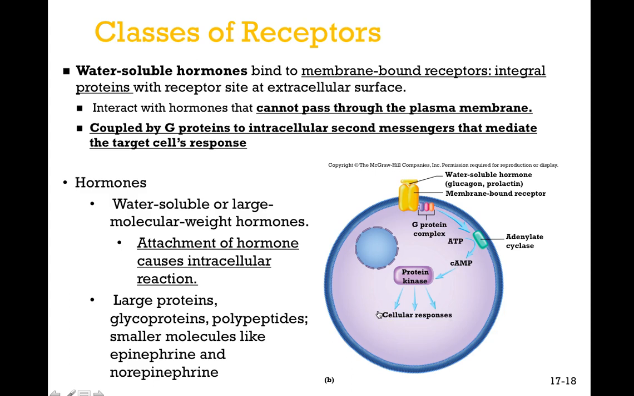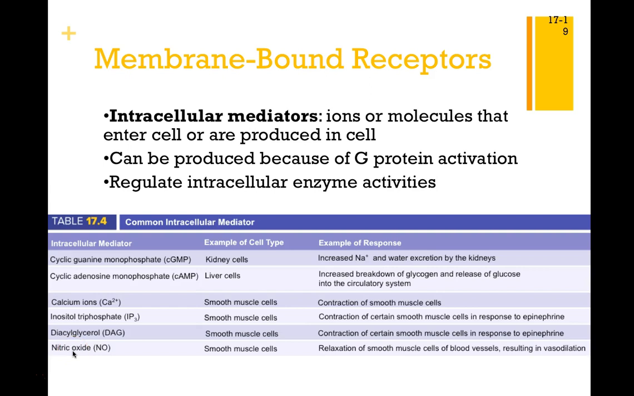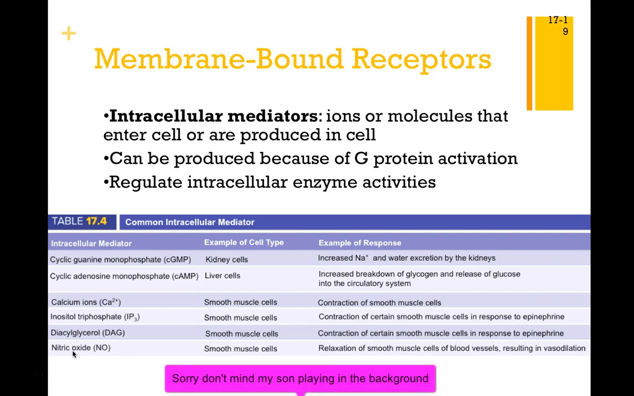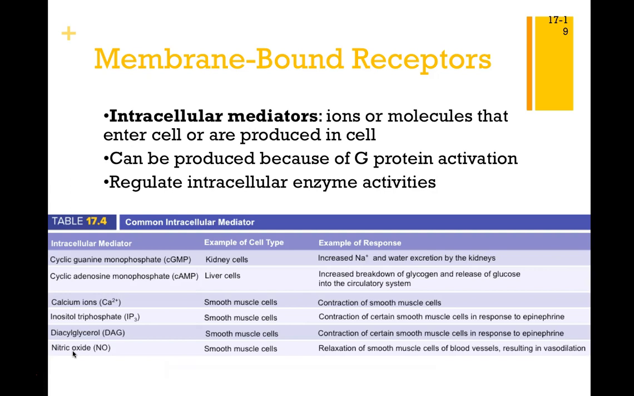So the hormones that will always need a membrane-bound receptor are, of course, our water-soluble hormones, but they can also be hormones that are larger. Hormones that have to bind to the membrane-bound receptors include intracellular mediators. These mediators are going to be ions or molecules that enter the cell or are produced in the cell. And they could be produced because of G protein activation. So let's take a look at this table over here.